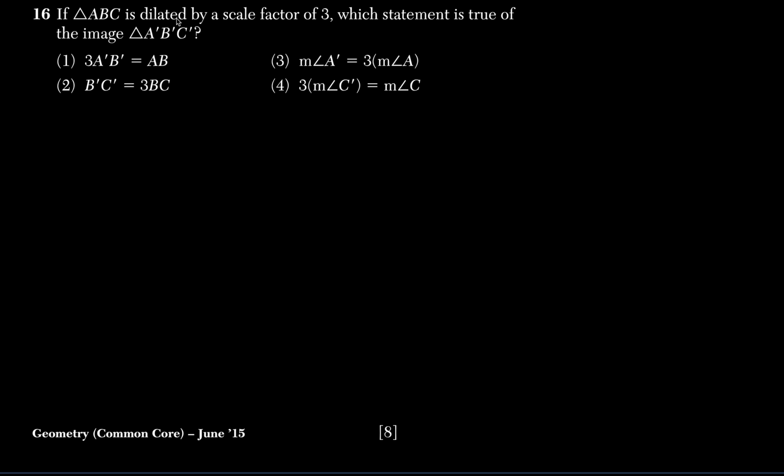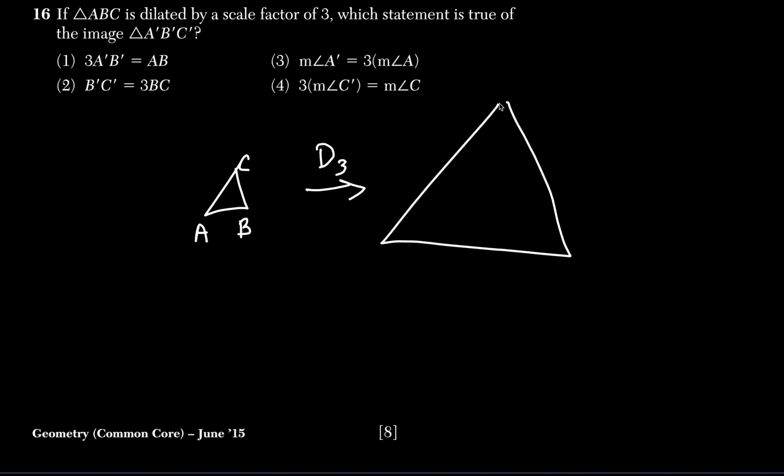If triangle ABC is dilated by a scale factor of 3, which is true? So you're going with A, B, C, and then you're dilating by a factor, let's say, of 3, which it says over there, and you have this image, A prime, B prime, C prime. The one thing you need to know is that all the angles are going to be the same. So the angle for A is going to be the same as angle A prime.